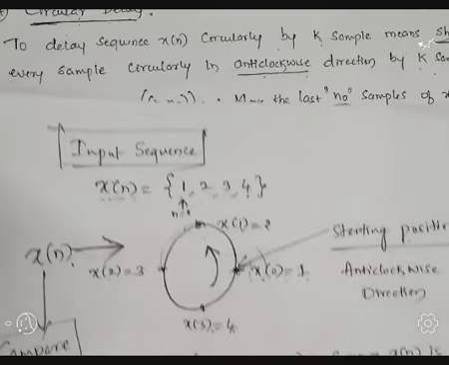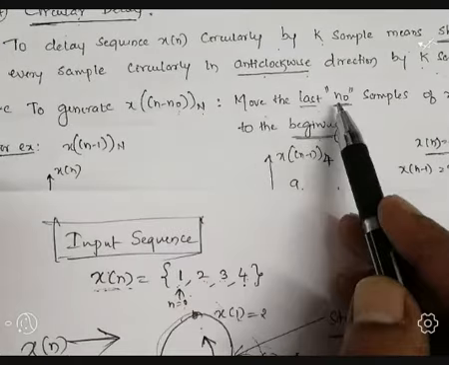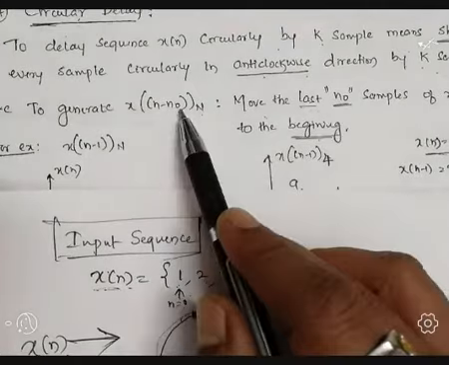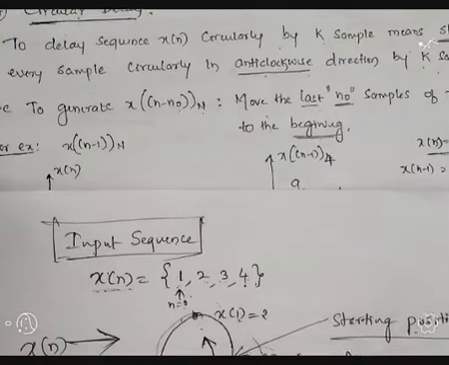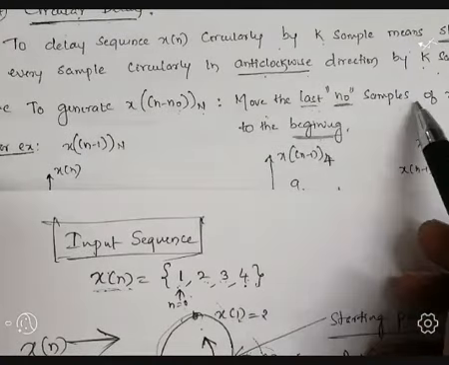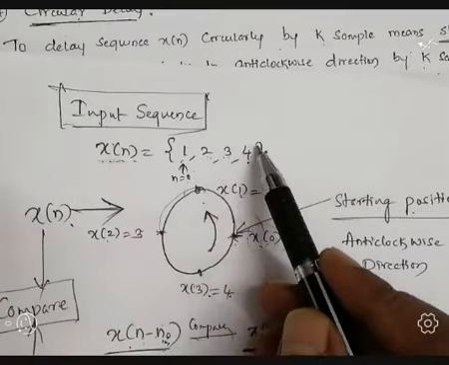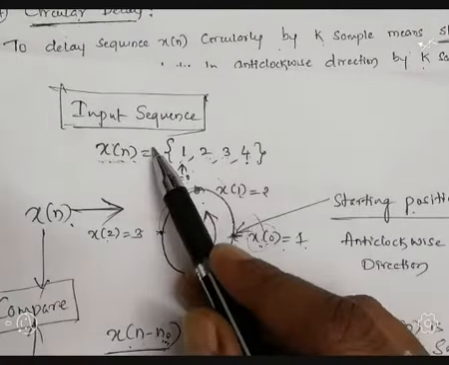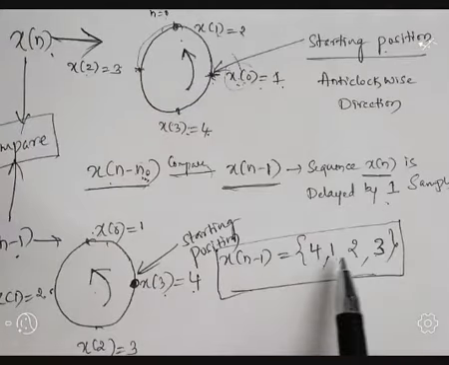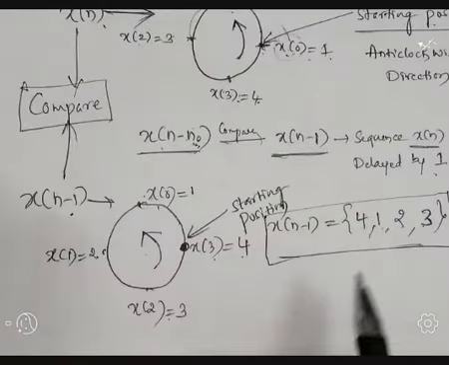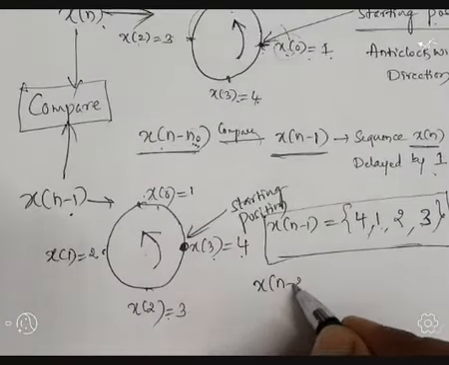See, one more. In another way, we can say move the last n naught samples. N naught equals 1 here. So move the last one sample of x of n to the beginning. Move the last one sample to the beginning, and it becomes 4, 1, 2, 3. Generally, next, if I take x of n minus 2, what happens?